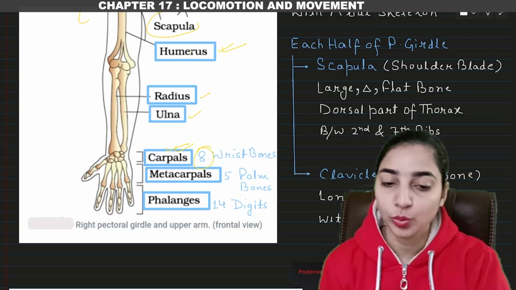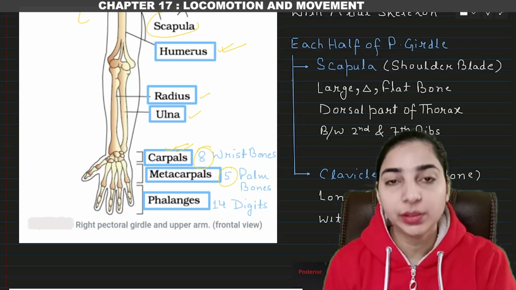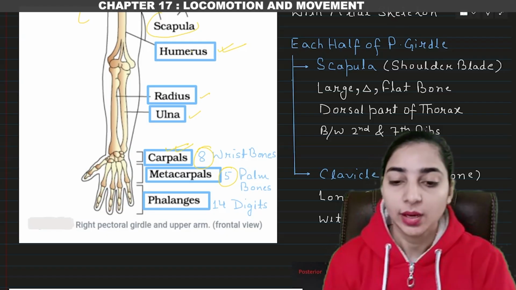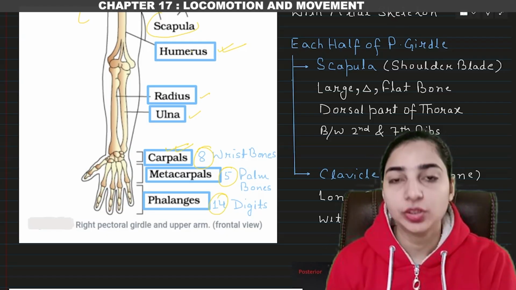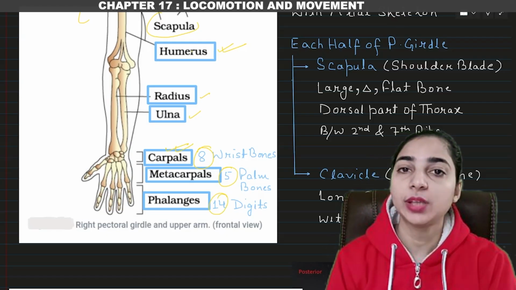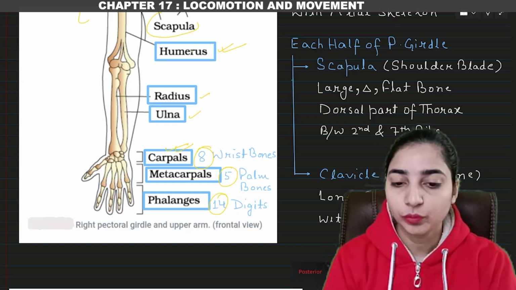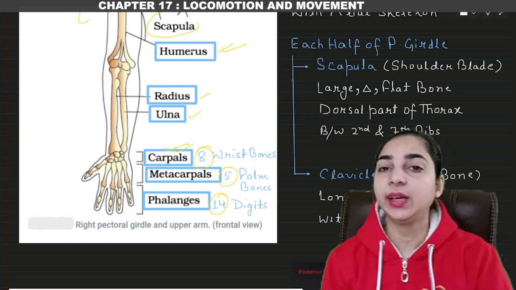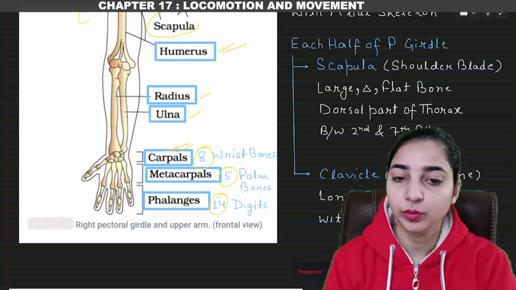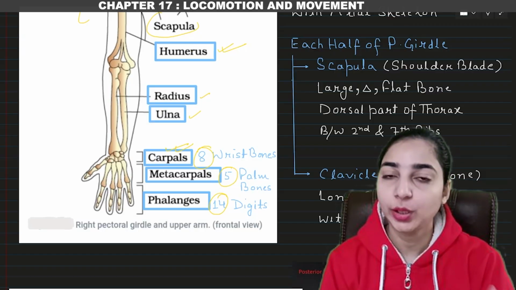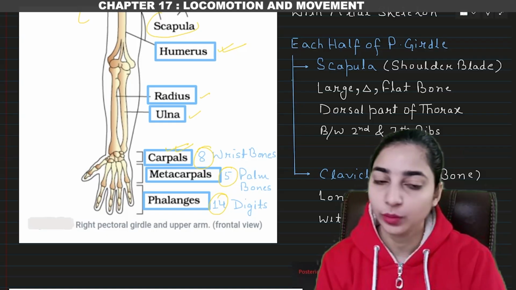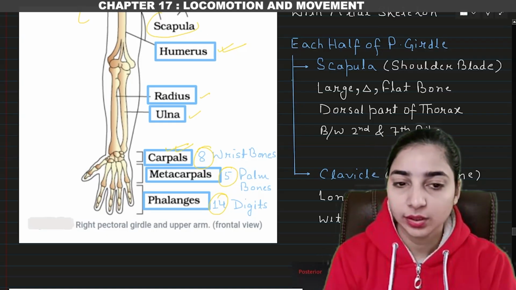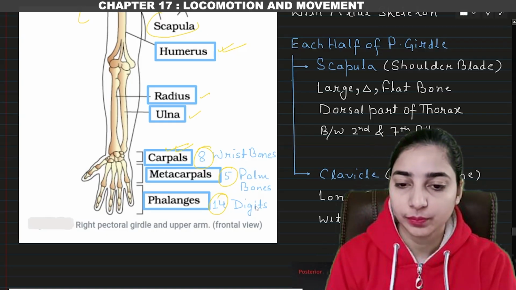So 8 wrist bones. Then 5 metacarpals, that means 5 palm bones, and 14 phalanges. That means 14 bones are present in the fingers. Okay, so 14 phalanges, 5 metacarpals, 8 carpals, 1 radius, 1 ulna and 1 humerus. If you add them all, you will get 30. So in one hand we have 30 bones. Okay, each hand consists of 30 bones.